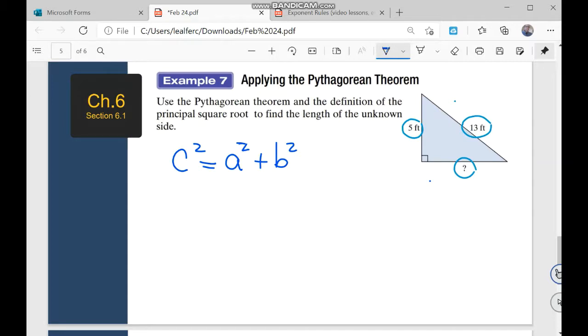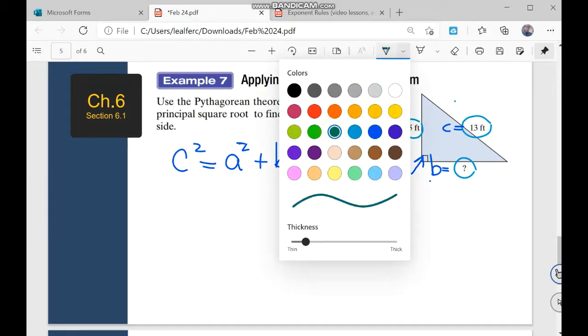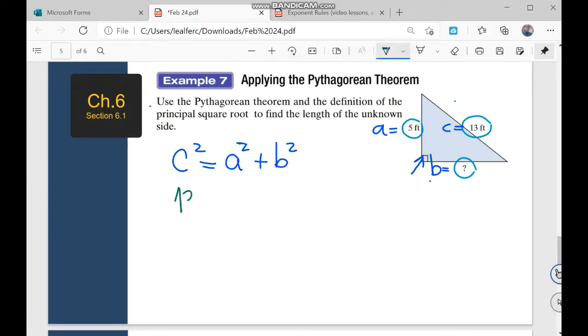The hypotenuse is the longest side, the one opposite to the right angle. This is the right angle, and the hypotenuse is going to be 13 feet. So the other sides, they are the legs. This one we can call A, the other one we can call B, and we can plug in the numbers. Check this. C is 13, 13 squared, equals A is 5, 5 squared, plus B squared.